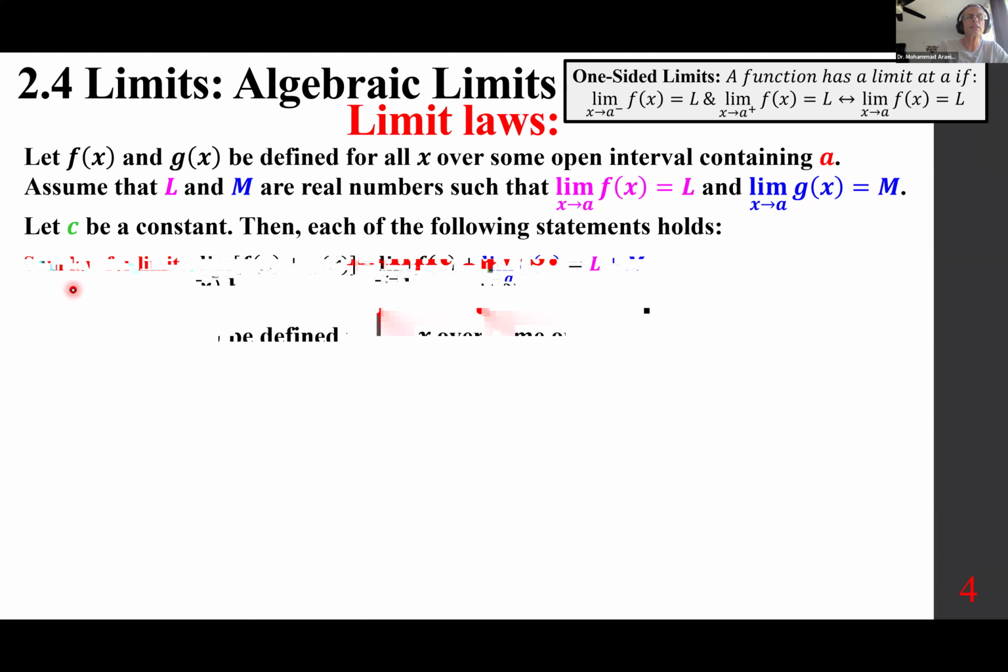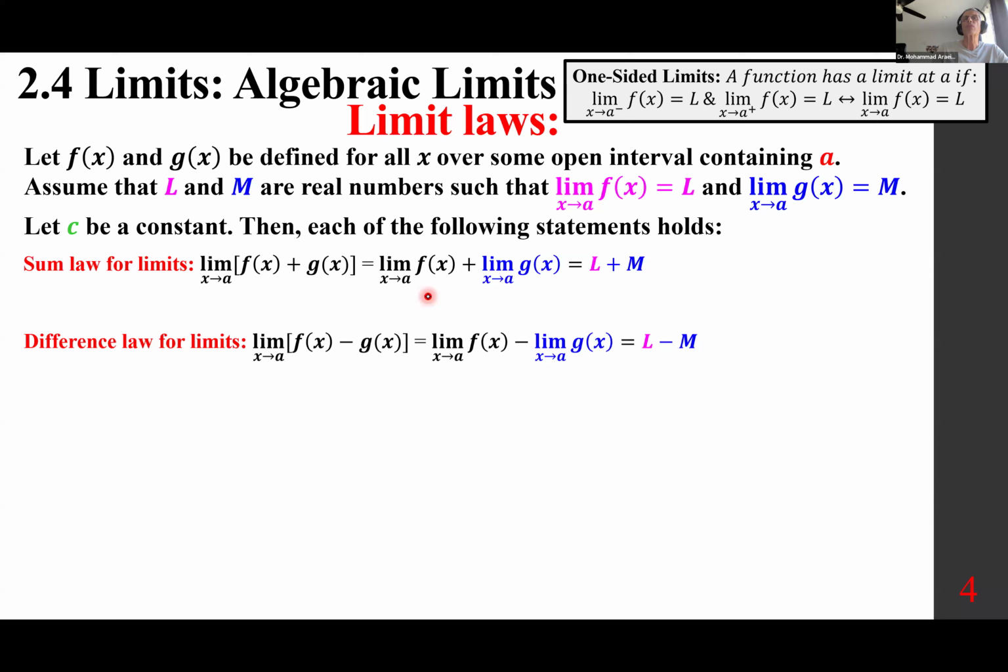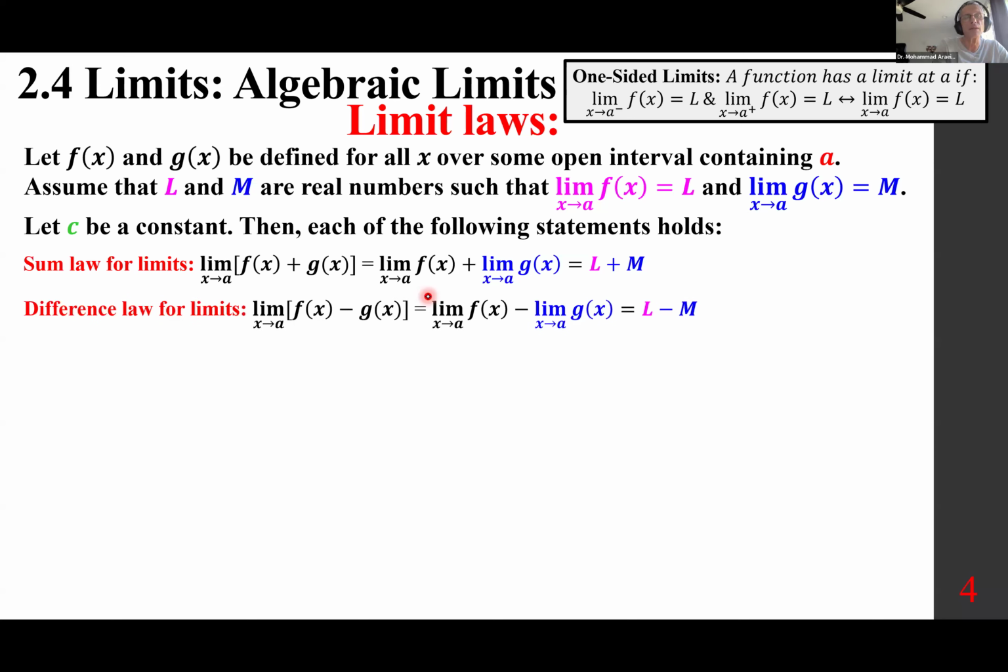This is known as the sum law for limits. The limit of f of x plus g of x as x approaches a is the limit of f of x as x approaches a plus the limit of g of x as x approaches a, which is L plus M, meaning the limit of the sum is the sum of the limits. The rest of them follow in the same manner. The limit of the difference is the difference of the limits, L minus M.